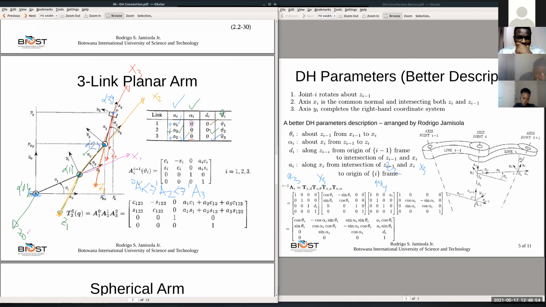So if this is 0 to A1, this is cosine theta 1, minus sine theta 1, sine theta 1, cosine theta 1, and this is the position vector. So now, if you consider from the base frame to the end effector frame, this is the transformation matrix. Okay, so if you see that, this is the rotation matrix.